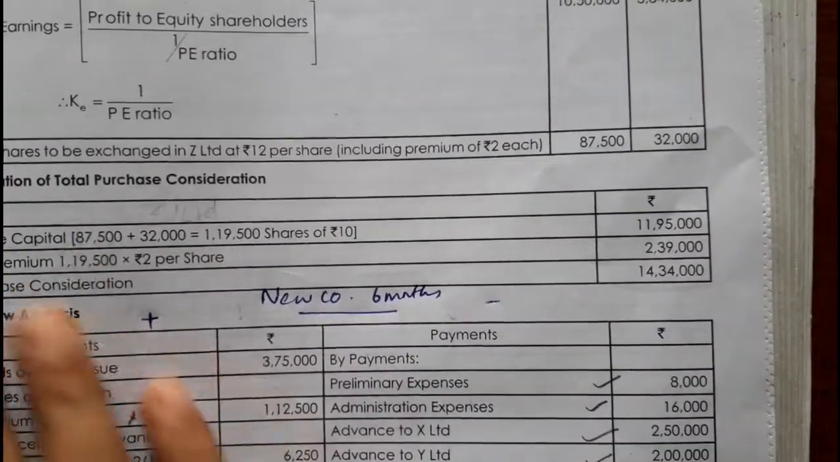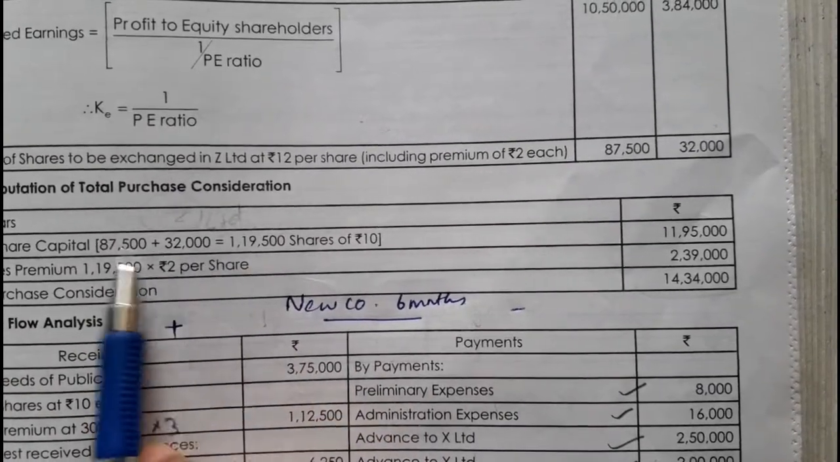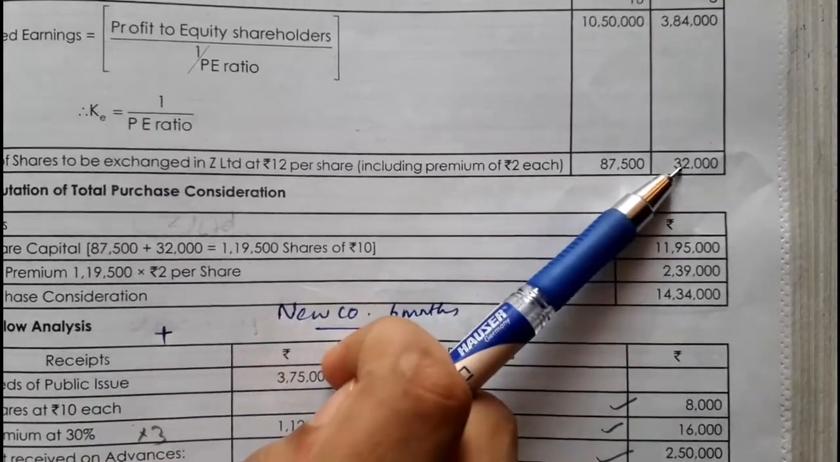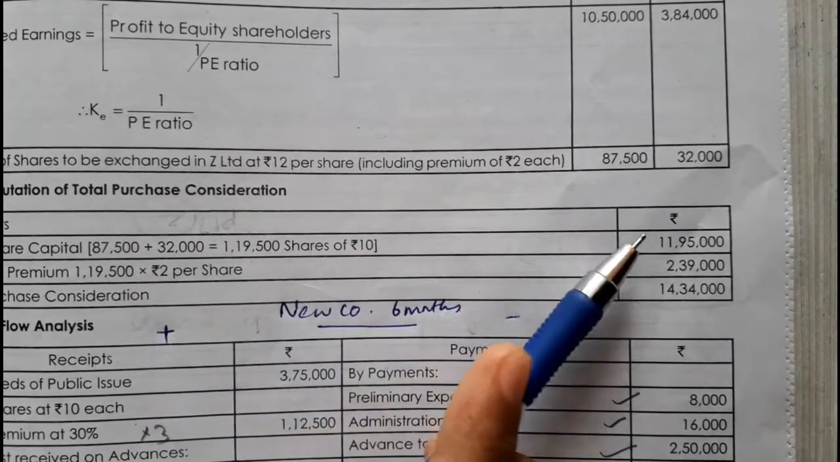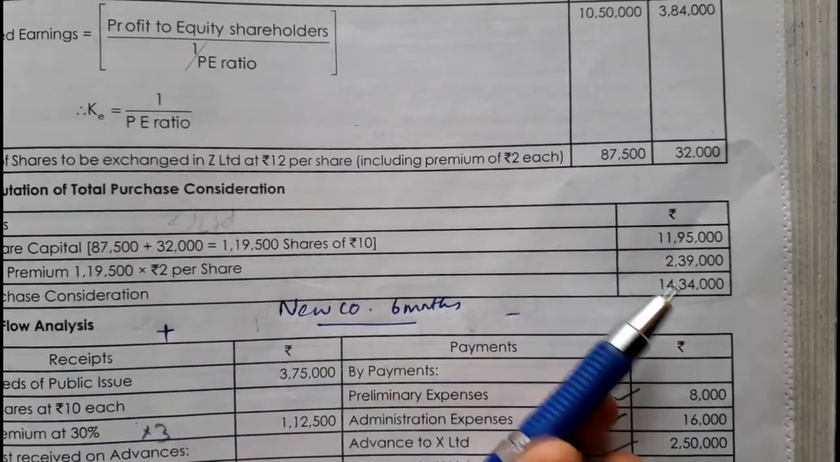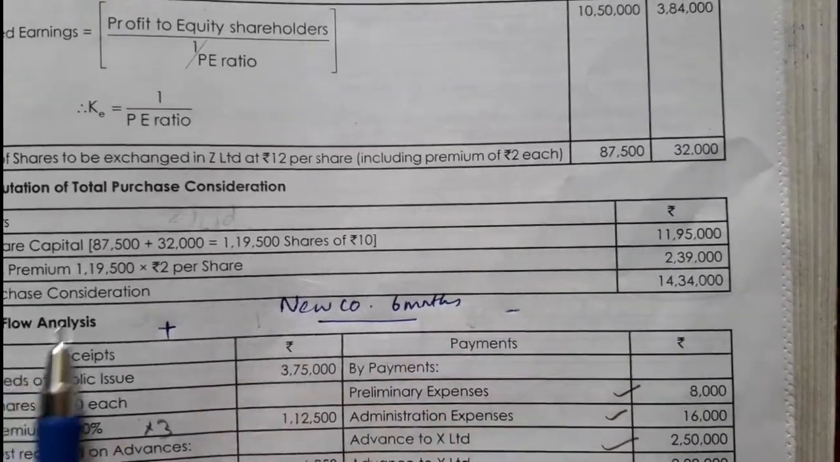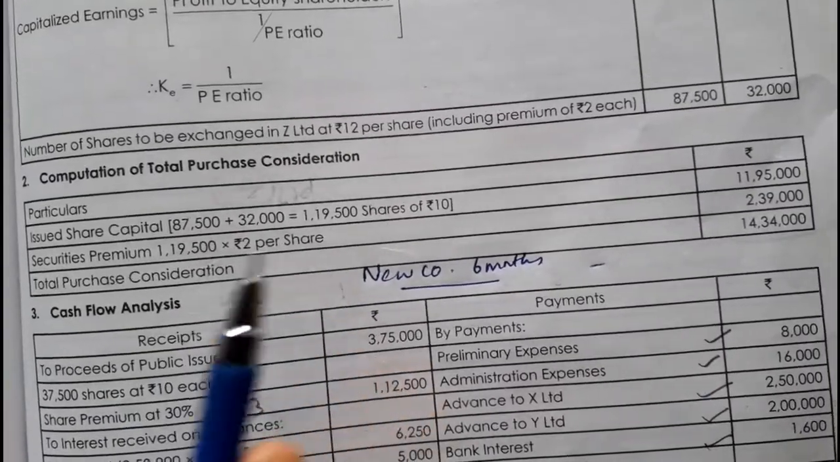Okay, so the purchase consideration is at face value, that is 10 rupees, on 87,500 shares and 32,000 shares, which is going to give this much amount, and the securities premium is 2 rupees per share, that is 2,39,000. So this is the total purchase consideration. Okay, this is 2 rupees on the shares.